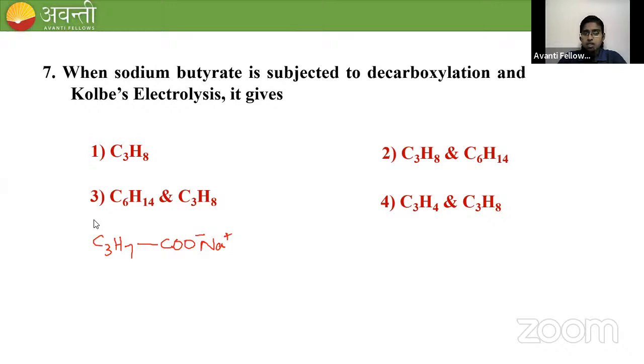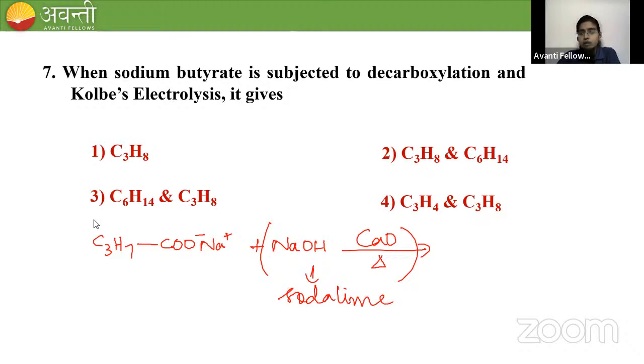Now this is subjected to decarboxylation. What is decarboxylation? Removal of Na2CO3 with soda lime. Who is the soda lime? A mixture of sodium hydroxide and calcium oxide on heating is called soda lime. This reaction is called decarboxylation. During this reaction, Na2CO3 will come out like this.